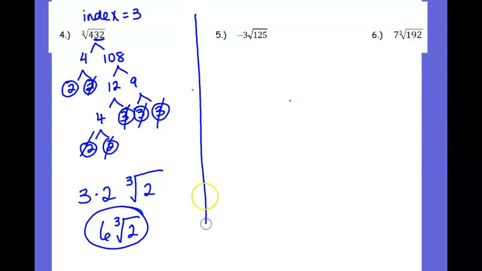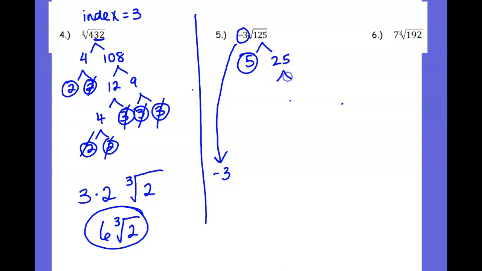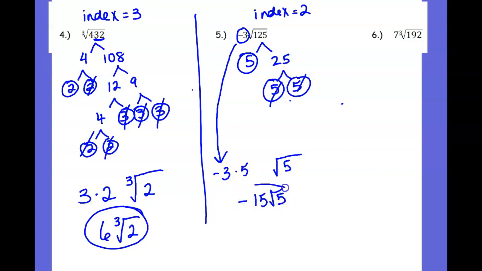Okay. Number 5, we're not going to forget to multiply by that negative 3 at the end, so we're going to pull that down. 125, maybe I'll do 5 and 25. Think of quarters. 5 quarters makes $1.25. 5 is prime, and we got 5 and 5. All right, so with this one, our index is 2, so we're looking for our doubles. Okay, so on the outside, we've got 1 pair of 5s. And then on the inside, we've got 5 left over. Okay, so when we simplify this, negative 3 times 5 is negative 15, and it's radical 5.